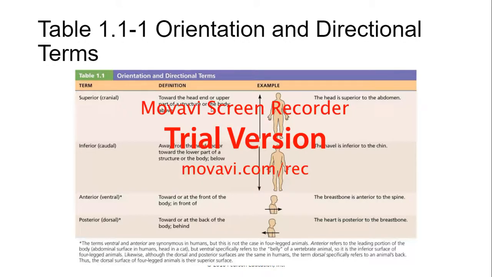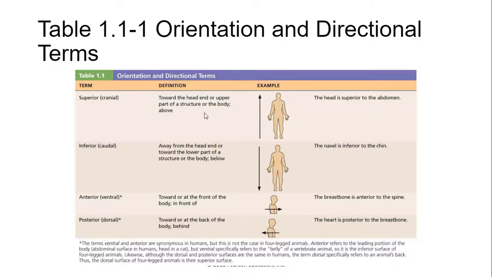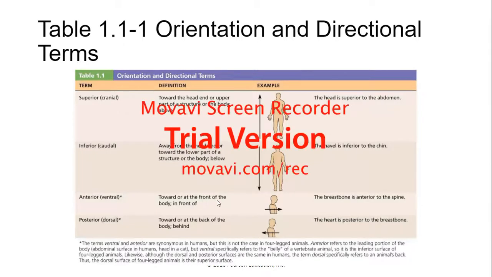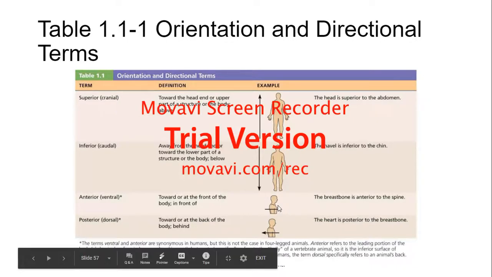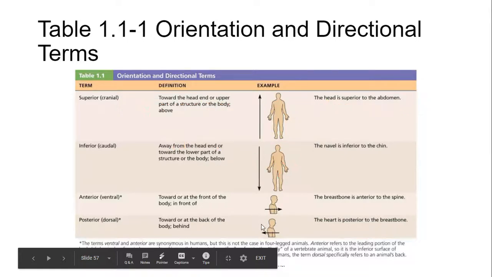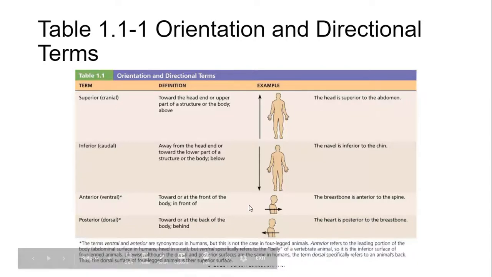So superior will be toward the cranial area. Inferior would be away from the head. All right, essentially. Anterior is going to be toward the front. You see how this is either at the front or toward the front of the body, and then posterior is going to be at the back or toward the back of the body.